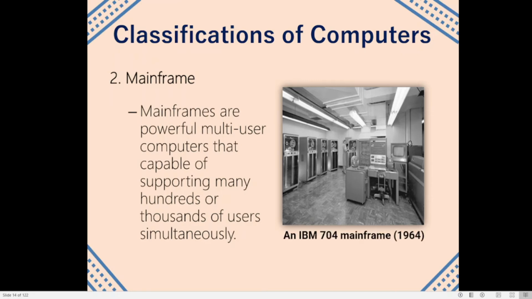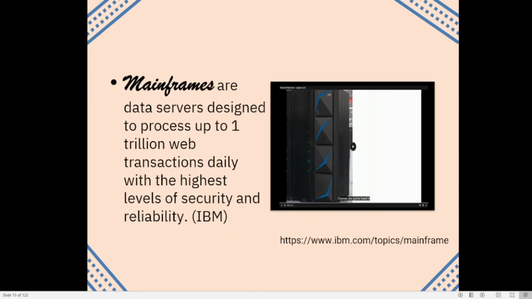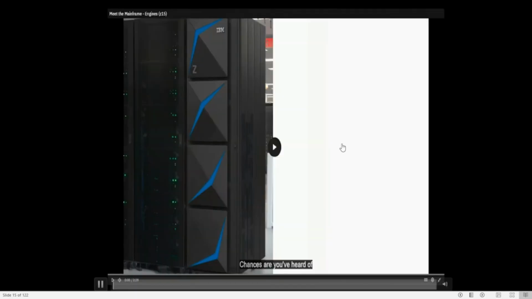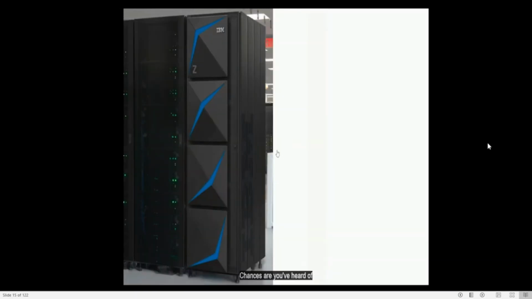So this is how the IBM 704 mainframe looked during 1964. Mainframe computers are data servers designed to process up to 1 trillion web transactions daily with the highest level of security and reliability. To learn more about mainframes, let's watch the video.